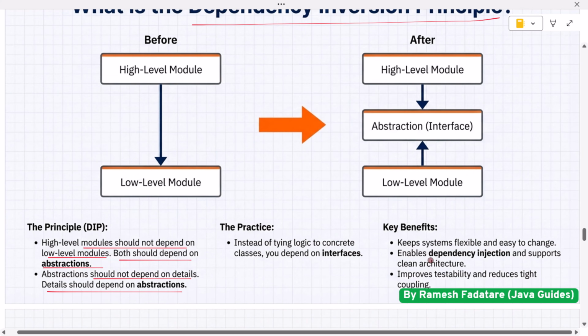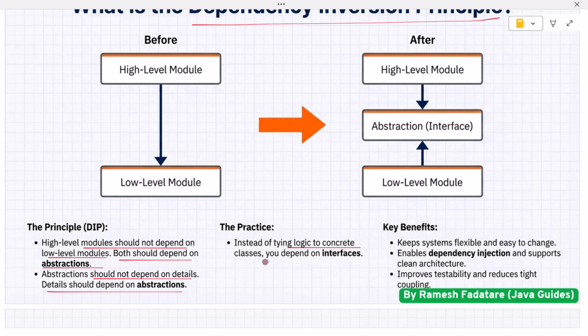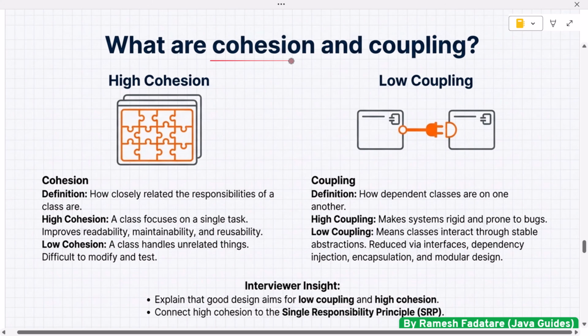Instead of tying logic to concrete classes, you depend on interfaces. This enables dependency injection and supports clean architecture. Interviewers expect you to emphasize why DIP improves testability and reduces tight coupling. Next, what is cohesion and why is it important?